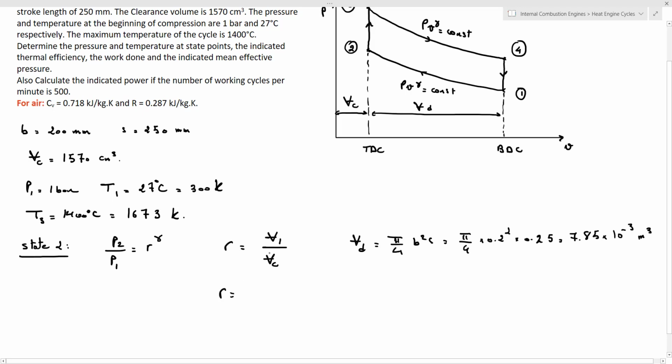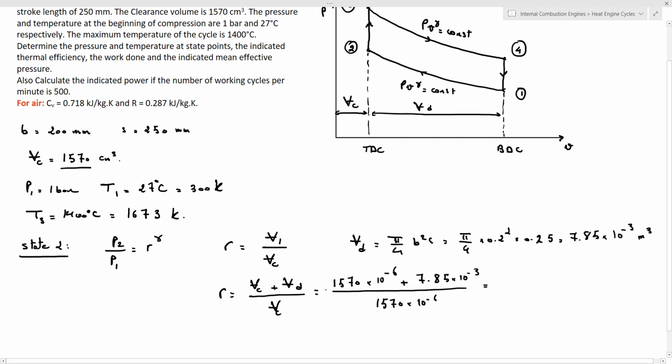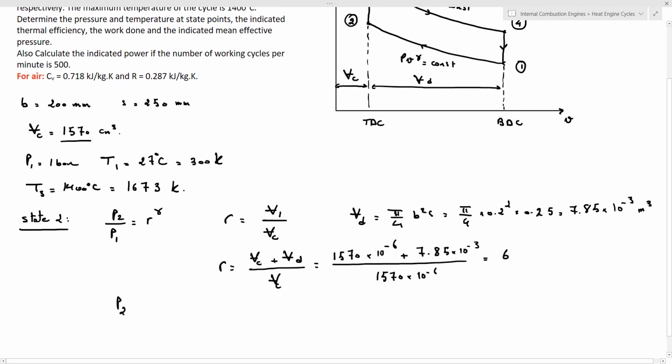So R is V1. So V1, as we said, is the clearance volume plus the displacement volume divided by the clearance volume. So the clearance volume is given to be 1570 centimeter cube. So we want to convert it to meter cube. So 1570 times 10 to power minus 6 meter cube plus the displacement volume times 10 to power minus 3 divided by the clearance volume 1570 times 10 to power minus 6. So the compression ratio in this case will be equal to 6. Now P2 will be equal to P1 into R to power gamma.